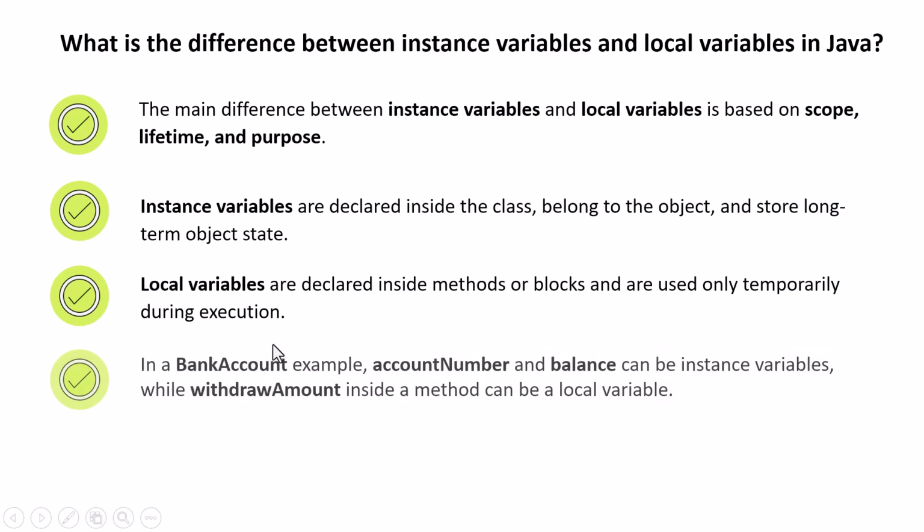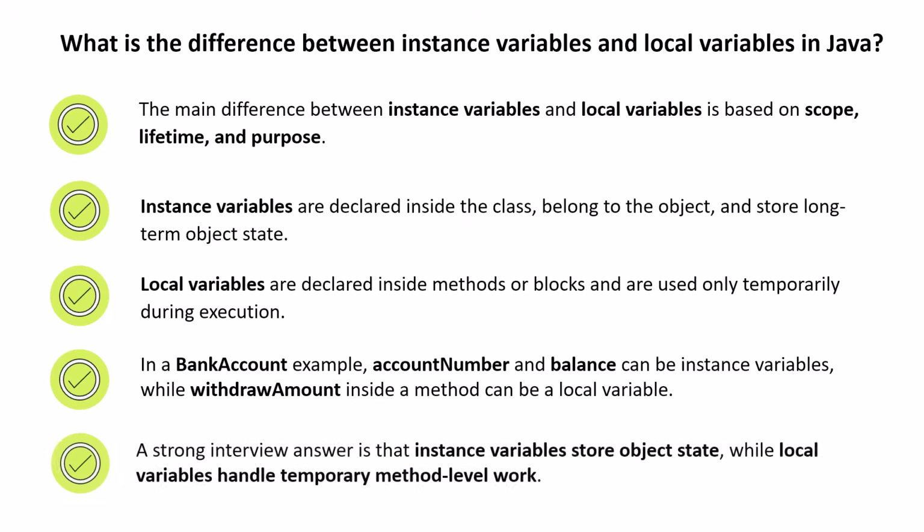A real-world example is a bank account object. Its account number and balance can be instance variables because they belong to the account itself, while a temporary withdraw amount inside the withdraw method can be a local variable because it is needed only during that method execution. Another important interview point is that instance variables get default values, but local variables do not. That is why local variables must always be initialized before use, while instance variables can be used with their default values if nothing is assigned explicitly.